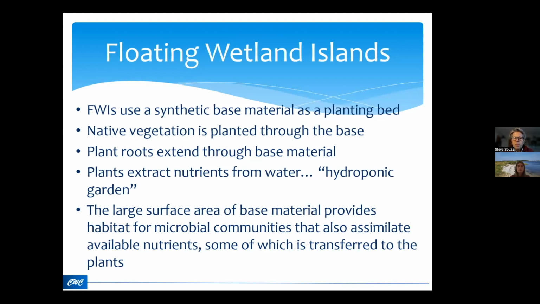And basically the roots of that vegetation poke down through the base, and through a process that's somewhat similar to hydroponic gardening, the plants extract nutrients from the water that they're sitting over. In addition to that, the mats themselves, those planting beds, provide habitat for a whole host of different types of microbiota that also work in concert with the plants to assimilate nutrients from the water.